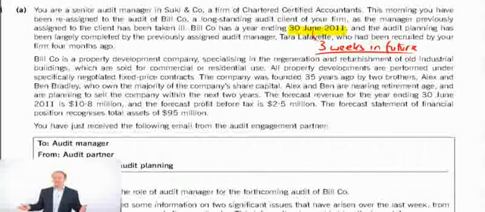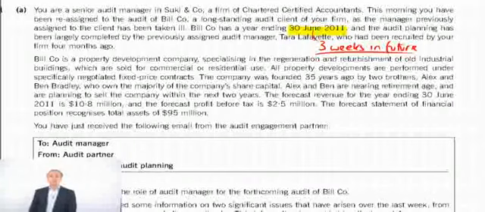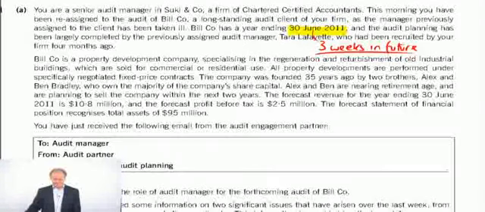Now that is fairly typical. We would normally be planning audits before the year end, so nothing odd there. But just to get your feel for what's going on in this question, we are 3 weeks before the year end. The audit planning has been largely completed by the previously assigned audit manager, Tara Lafayette, who had been recruited by your firm 4 months ago. So, someone has started planning the audit. We are going to take this over. Okay, no problem.